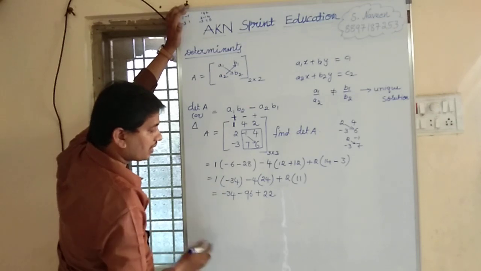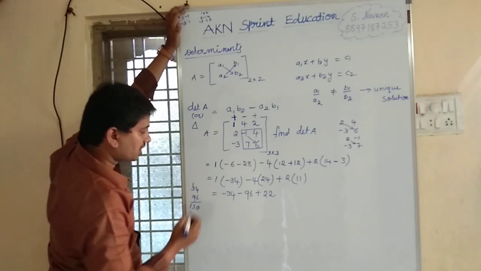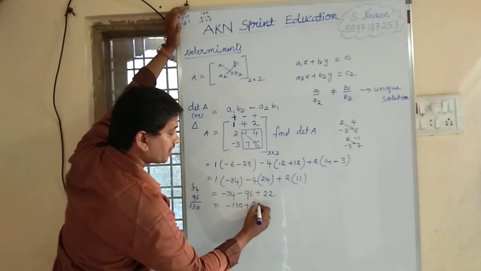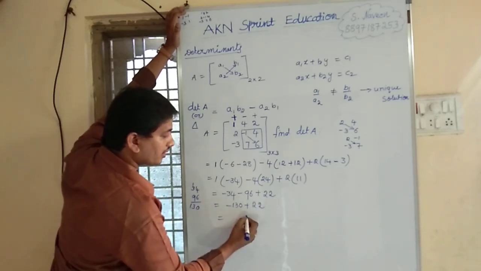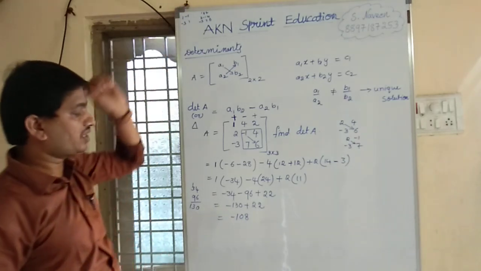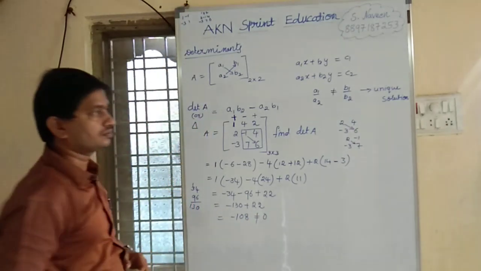So these two are the same. I mean add 34 and 96 because they both have the same signs. 9 plus 3 is 12, plus 1 is 13. I mean minus 130 plus 22. 10 minus 2 is 8. 2 minus 2 is 0. That is minus 1 not 8, children. Which is not equal to 0.